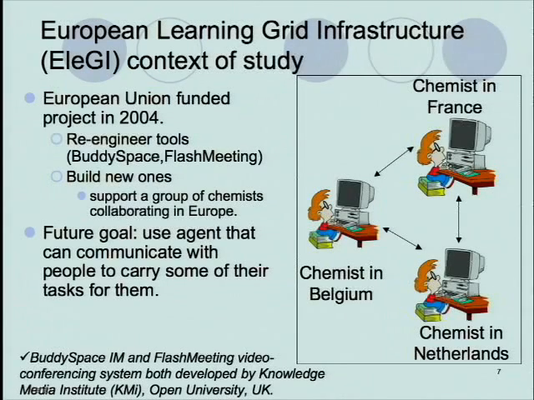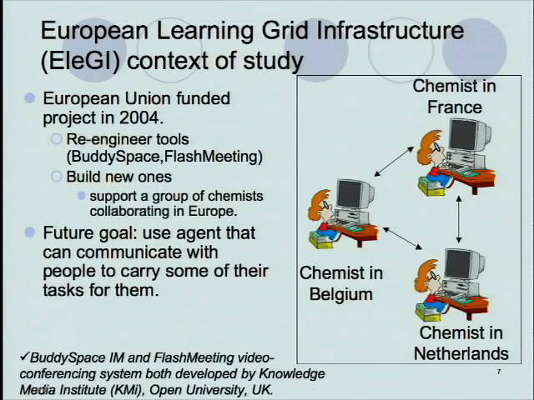And this is when I did a little bit of virtual ethnography. So I had to find a similar context of study, and I used the European Learning Grid Infrastructure project to carry out my observation. The ELeGI project was a European Union-funded project in 2004. They had the goal to re-engineer present tools, Buddy Space instant messaging and FlashMeeting, which were developed by the Knowledge Media Institute at the Open University, and also to build new ones to support a group of chemists collaborating in Europe. And one of the future goals is how you use agents that can communicate with people to carry out some of their tasks for them.